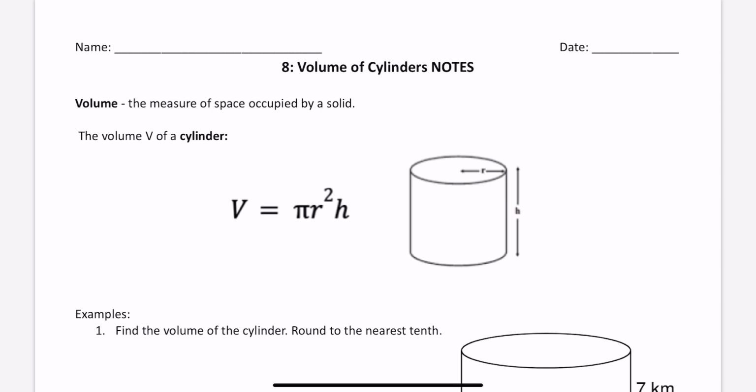Volume is the measure of space occupied by a solid, so that's going to be the entire solid, insides and everything. So what we're going to have to do is know that the volume of a cylinder is equal to pi, so that's this little symbol right here, times the radius squared times the height. So you're going to need to find two things every time you're trying to find the volume. You need the radius and the height. So let's do one example.